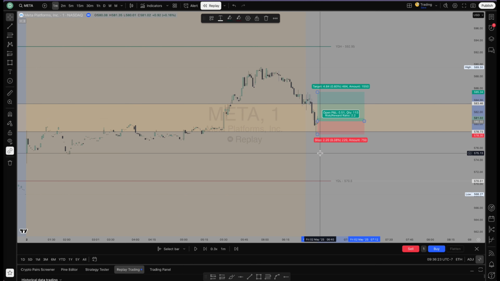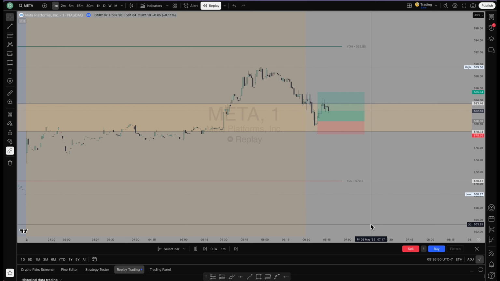And I remember that day on May 2nd, we had news at 7 o'clock. So I was hoping for this move to happen really quickly so that I take profit and I am not in the trade at 7 o'clock when we have news, because then anything could happen. The market could reverse and the setup will be invalid. So, yeah, as you can see, trade's working.